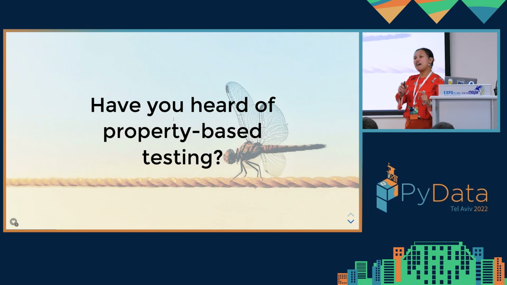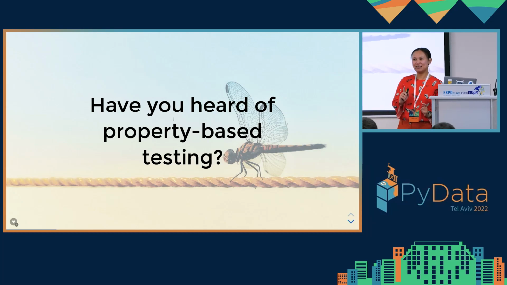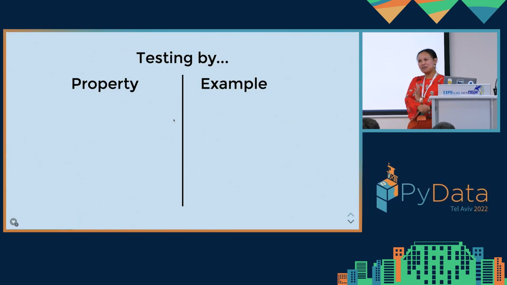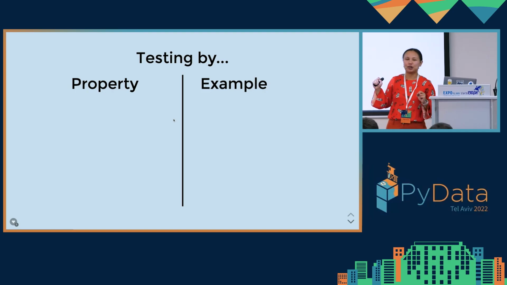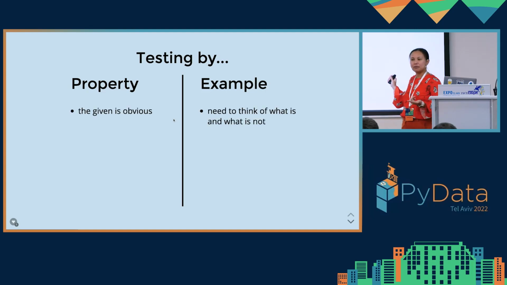So, have you heard of this thing called property-based testing? How am I going to explain it to people who are new to the concept? What we normally do when you learn how to code, or look at the textbook example of a unit test, is usually test by example. Like the name suggests, you have to provide examples, what needs to be tested.